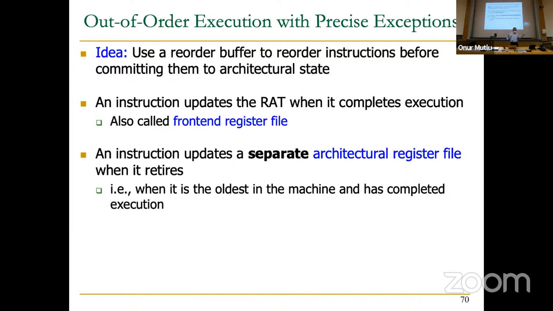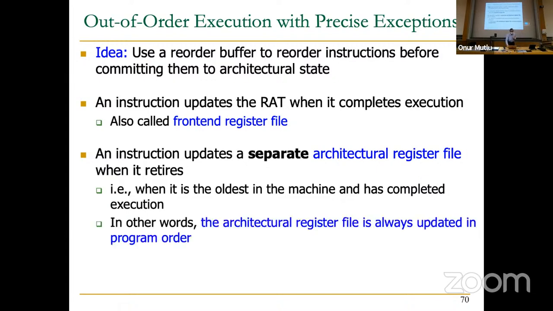So if you want to do this in an out-of-order machine, you need to have a separate architectural register file. When the instruction, the oldest instruction in the machine, has completed execution, it updates this architectural register file. So we have a front-end register file that's used for renaming that contains the values that are running ahead, that are speculative. And then you have an architectural register file that contains the committed state that the programmer should see. One is called the future register file, and one is called the architectural register file that the programmer should see. So we will see this.